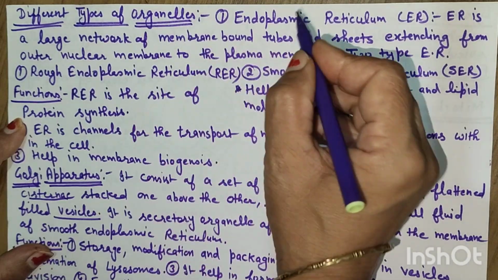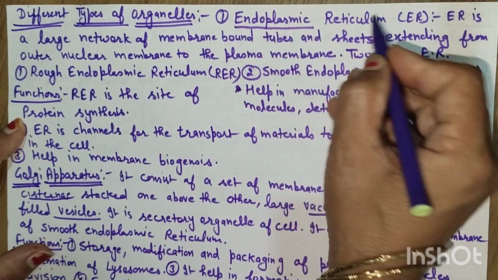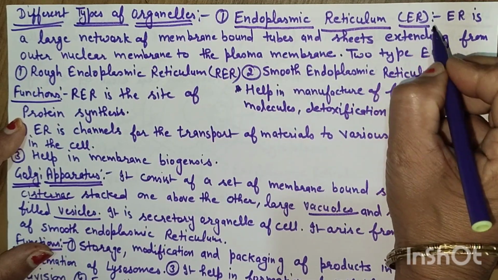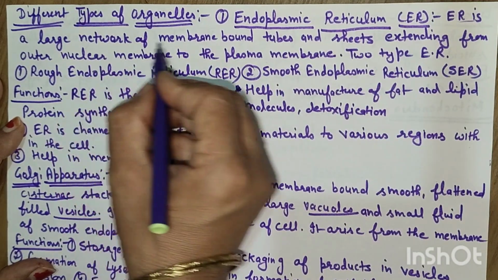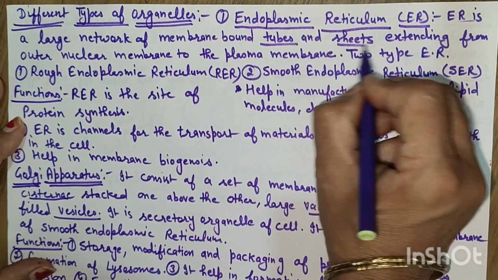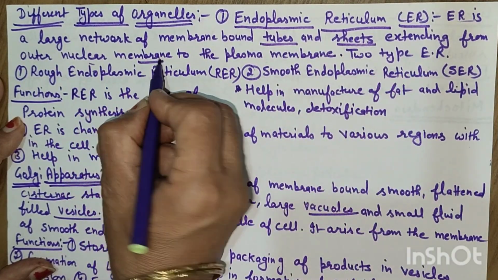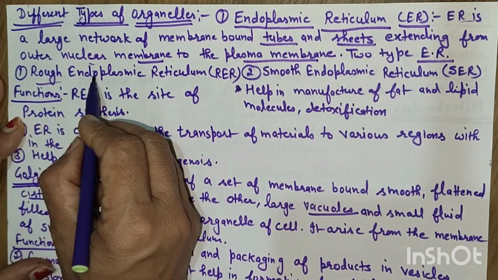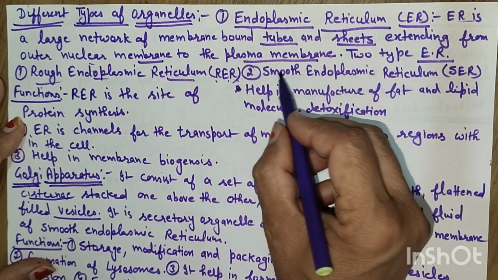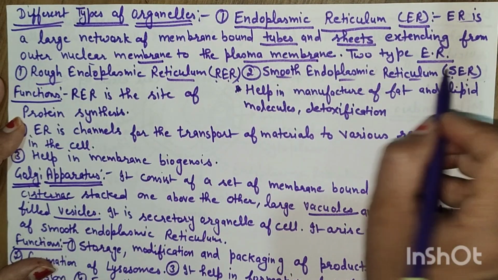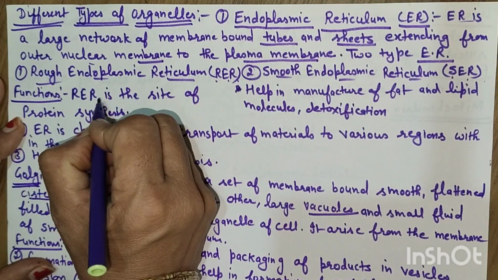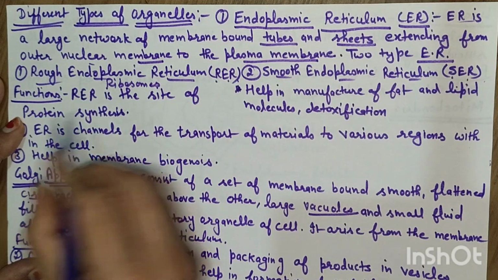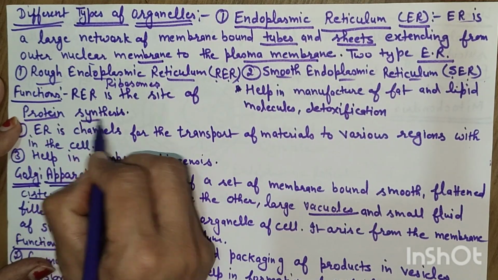Different types of organelles. First is endoplasmic reticulum or ER. ER is a large network of membrane-bounded tubes and sheets extending from outer nuclear membrane to the plasma membrane. There are two types of endoplasmic reticulum, rough endoplasmic reticulum RER and smooth endoplasmic reticulum SER. Rough means there are some ribosomes present on it, and these ribosomes help in protein synthesis.